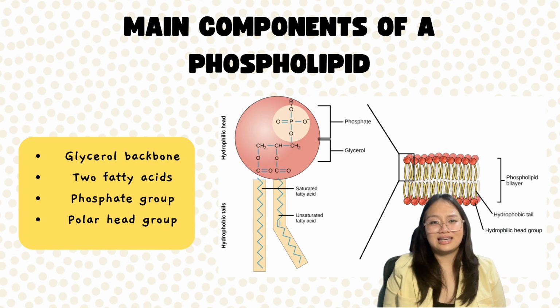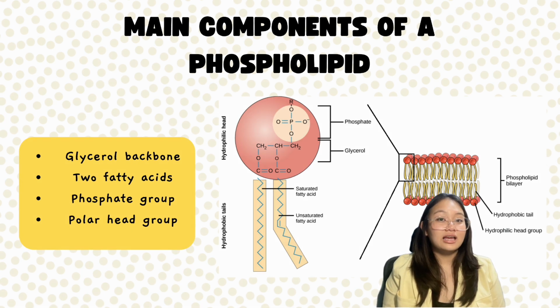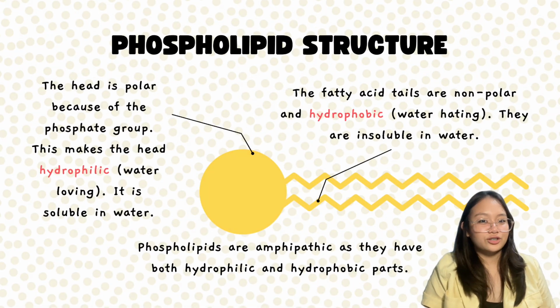So as you can see in the image shown, the head is represented by a round shaped ball. So this part is hydrophilic. The 2 tails are wavy lines that are the fatty acid chains and are hydrophobic. And these 4 components are what gives phospholipids their structure and function. Now let's look more closely at the structure.